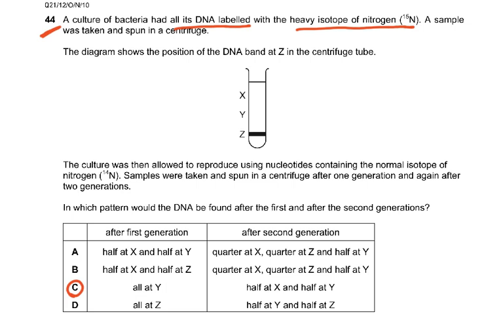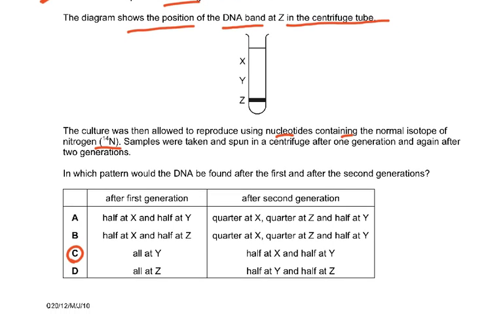A sample was taken and spun in a centrifuge. The diagram shows the position of the DNA band at Z in the centrifuge tube. The culture was then allowed to reproduce using nucleotides containing the normal isotope of N14. A sample was taken and spun in a centrifuge after 1 generation and again after 2 generations. In which pattern would the DNA be found after the first and after the second generation?